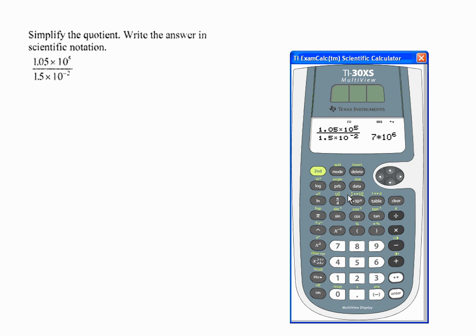So the important part in this is knowing how to use your calculator, knowing how to change it from scientific to normal using the mode key, and then just making sure that you type it in exactly the way it looks.